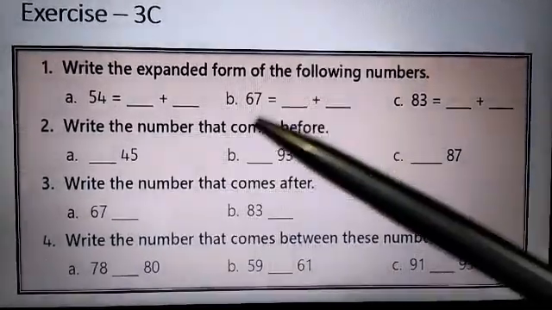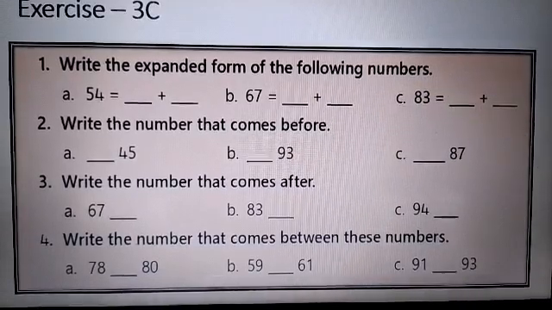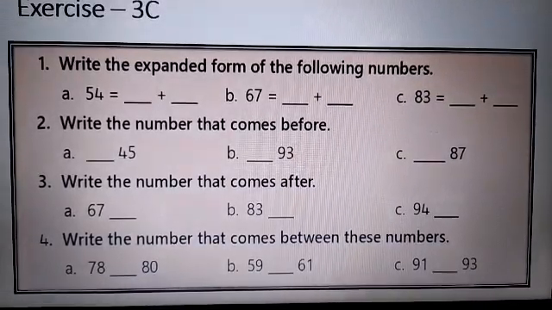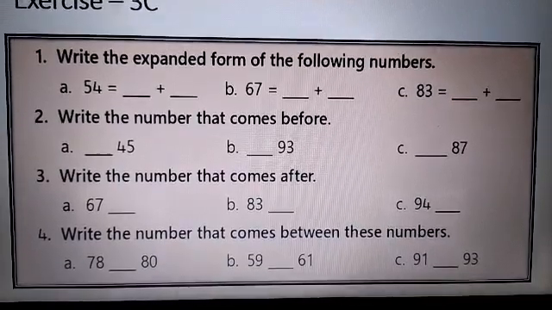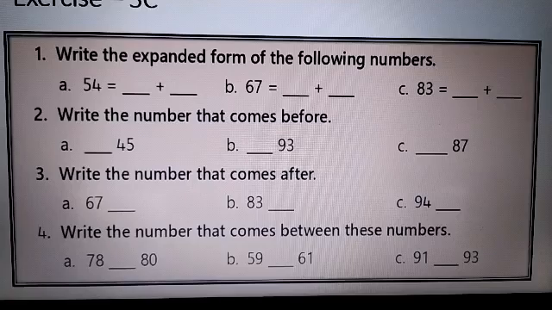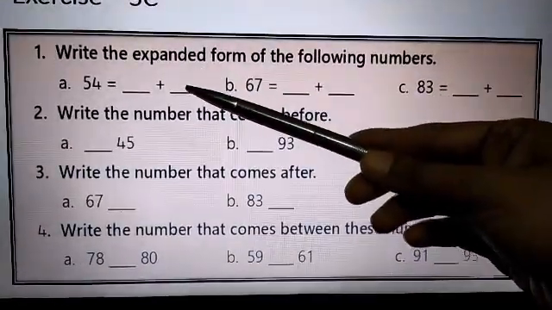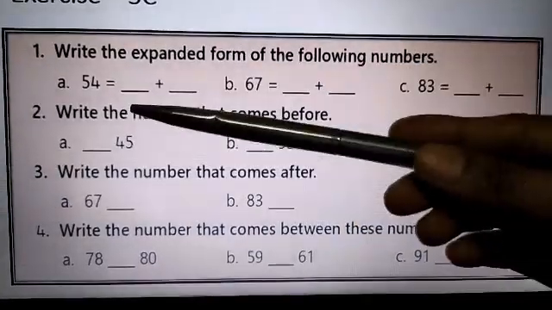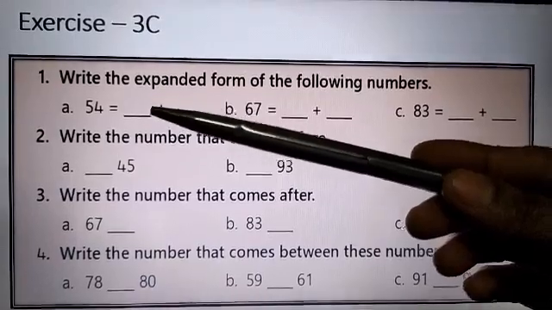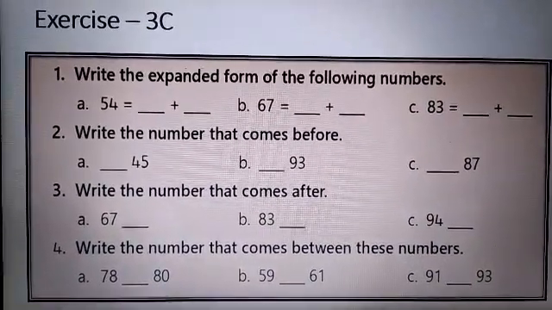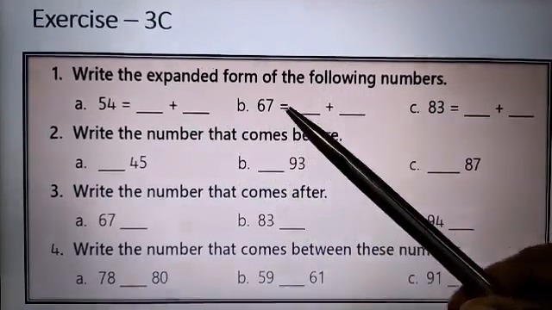Question number 1. Write the expanded form of the following numbers. Now here the numbers are given and you have to write the expanded form. Now 54 is the first number. Here 4 is on the ones place, whereas 5 is on the tens place. Tens means 5, 10, 5 tens, 50. So here you will write 50 and here you will write 4.